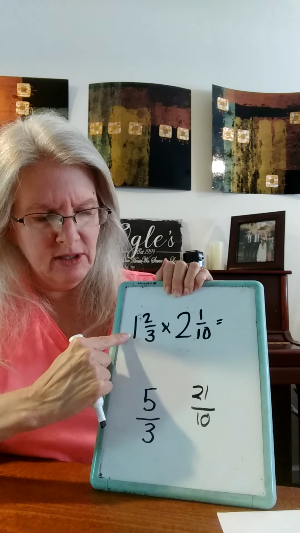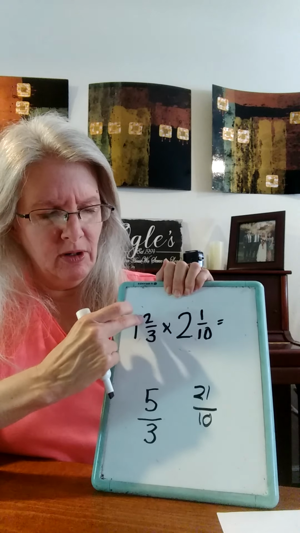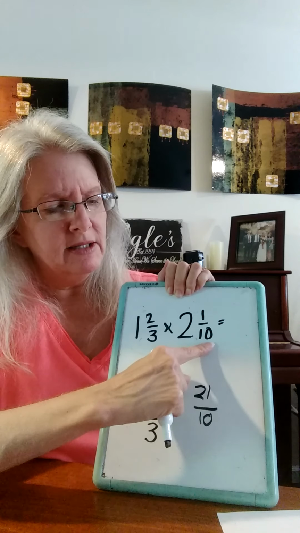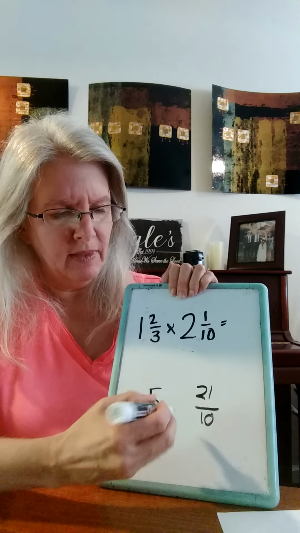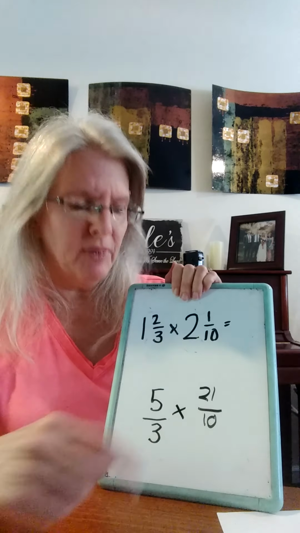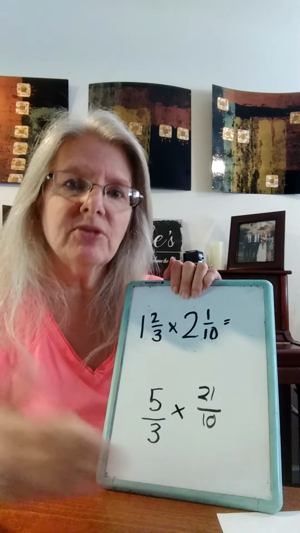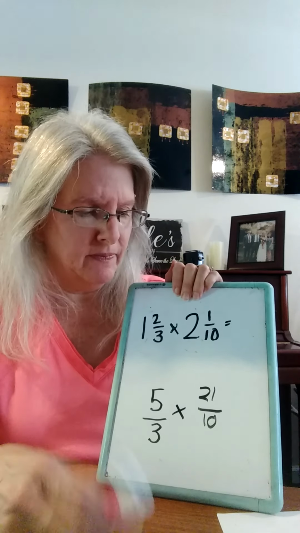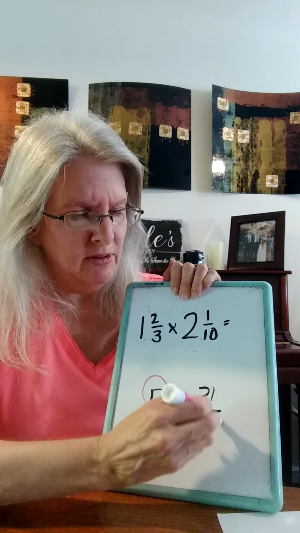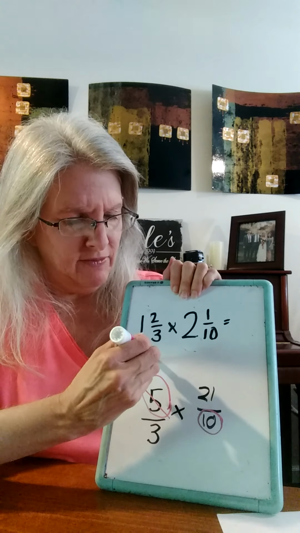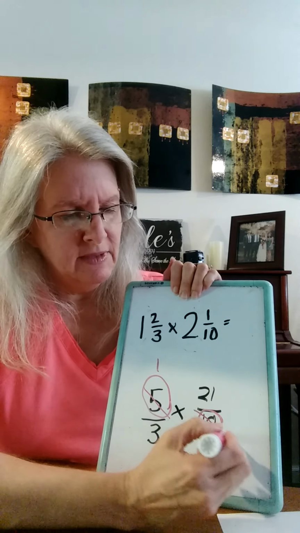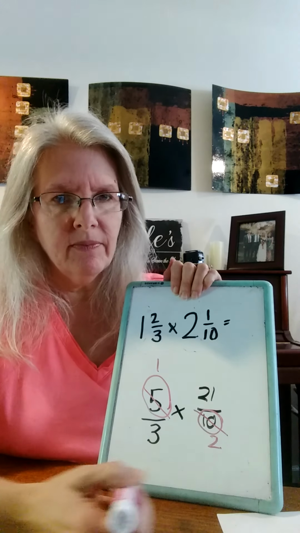3 times 1 is 3, plus 2 more is 5. 10 times 2 is 20, plus that 1 is 21. Now we can multiply it, but we're going to be working with some pretty big numbers, so let's try to cross cancel first. I see a top number and a bottom number. They can both be divided by 5. 5 divided by 5 is 1. 10 divided by 5 is 2.